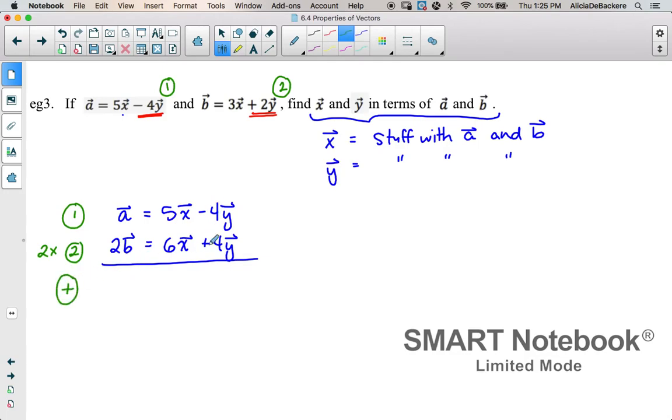So I'm adding these 2 equations. I'm going to add up all of the stacked columns. So over here, I end up with A plus 2B. And over here, I get 11x. And then again, the y's were eliminated. So I'm almost there. I almost have x is equal to some stuff with a's and b's. I just need to divide everything by 11.